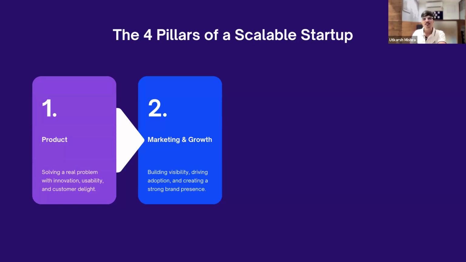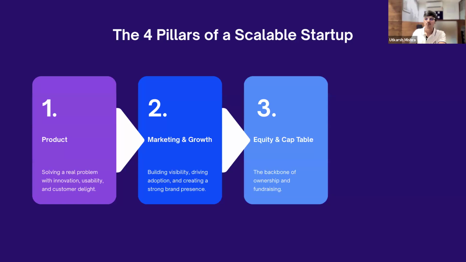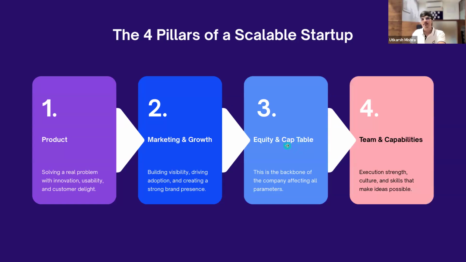So first is product. How good is the product? Like Mama Earth, if I take an example of Mama Earth, they created a good product first and they created a community of moms, right? So product was good, they created a community, and then when the investor comes in, they ask for equity and cap table, right? So who are the owners, who are the brain behind the company, who are the backbone of the company, and that is where equity and cap table comes in. And the fourth parameter is team and capabilities, how you are going to hire more people and ensure a good execution of the product and all the execution plans that you have. So these are generally the four pillars of a scalable startup.